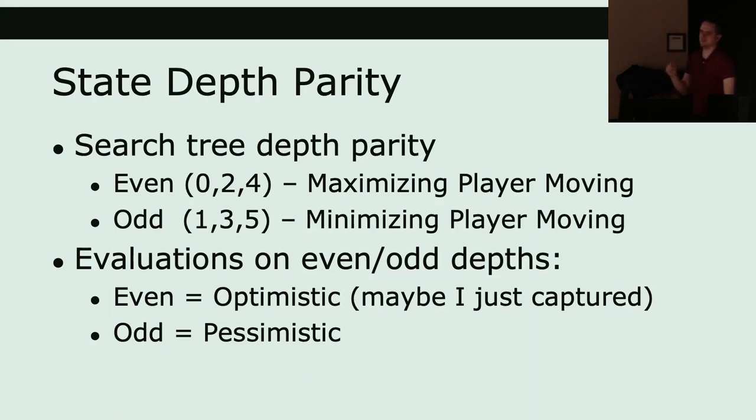So evaluations on even and odd depths intuitively mean something different, which is really interesting. Because on the even depths, these are optimistic evaluations, right? For example, maybe I just captured your queen, and then I evaluate the state immediately. But what I'm doing there is I'm not factoring in your next move. And if you've ever played chess, I'm sure you can realize that there are a lot of bad things that can happen after you capture their queen. Maybe you're checkmated. Usually they're just going to take your queen right back. It's very unlikely that you just get a free queen, right?